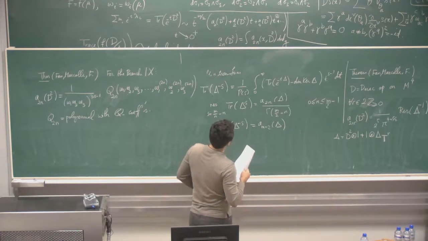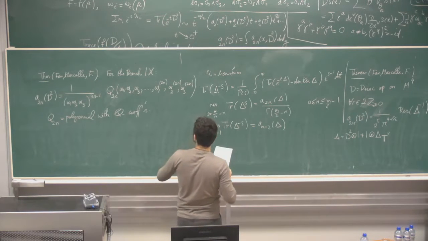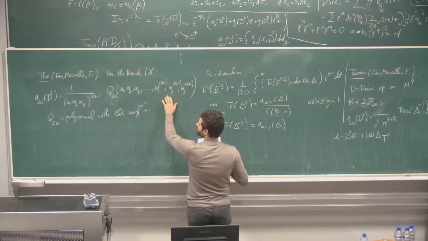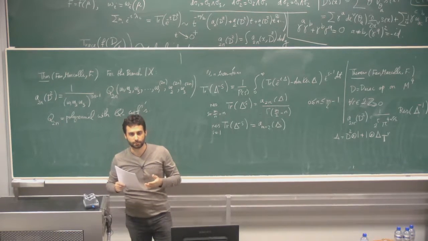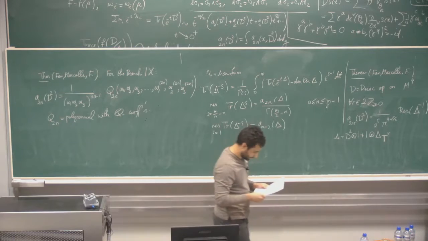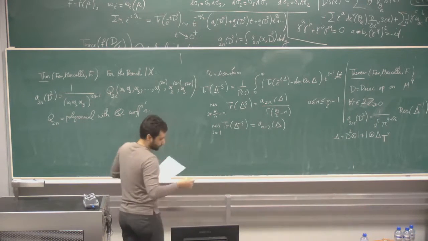So the question is whether there is a connection between these rational coefficients that appear here and the existence of some arithmetic structure, in particular some modular forms in the expansion. And let me explain that the answer is yes. Maybe.